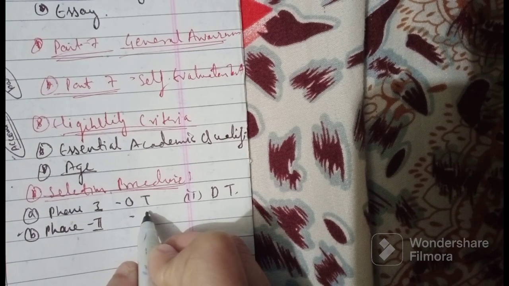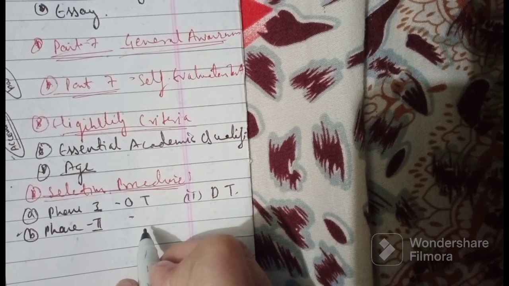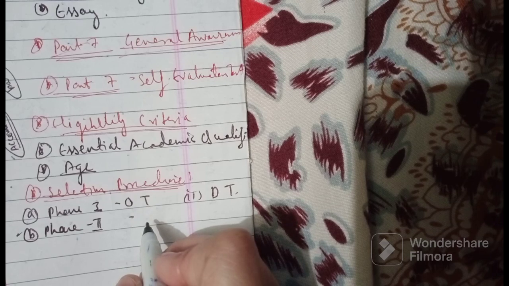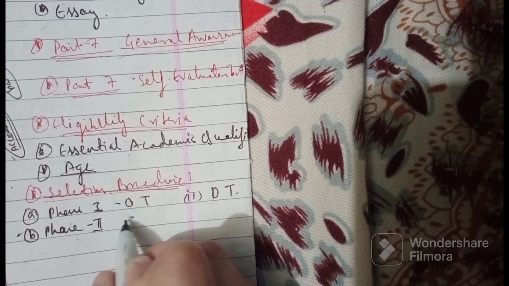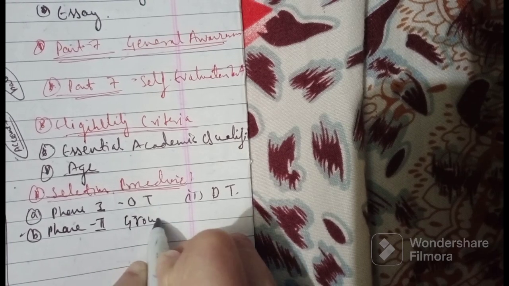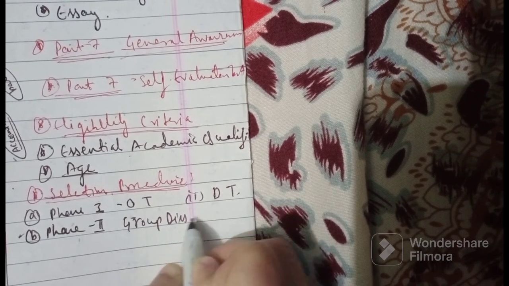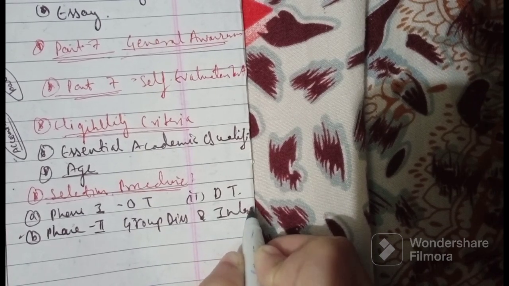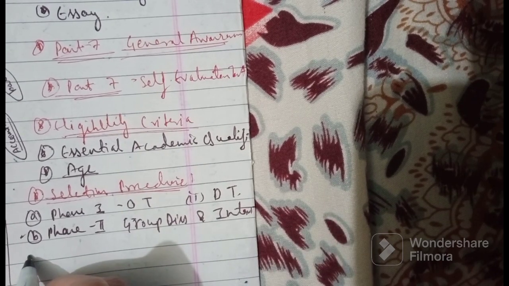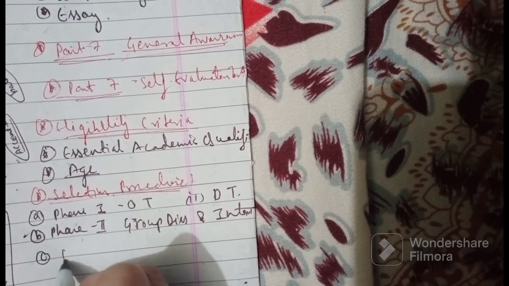is for the group discussion and interview. Group discussion is 20 marks and interview is 30 marks. The third one is your final selection.